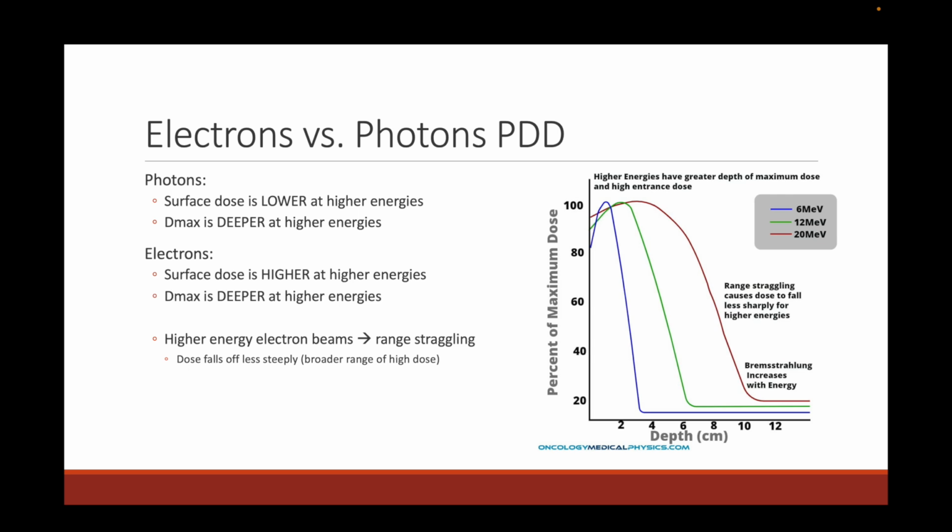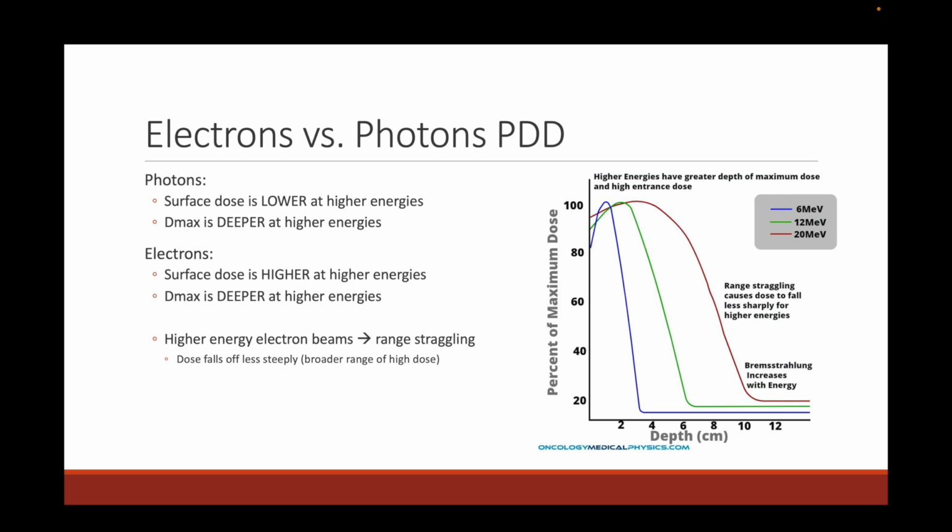The reason that range straggling happens is something we've already touched on. We talked about how electron beams get degraded as they leave the linac and travel through the patient. So we try to minimize that distance between the electrons and the patient by adding that electron applicator, also known as the cone, to direct the electrons forward and prevent them from scattering in the air. But despite that, there's still a little bit of air between the electrons and the patient.